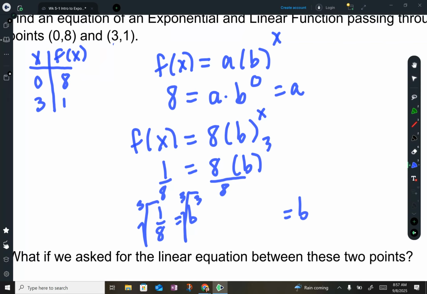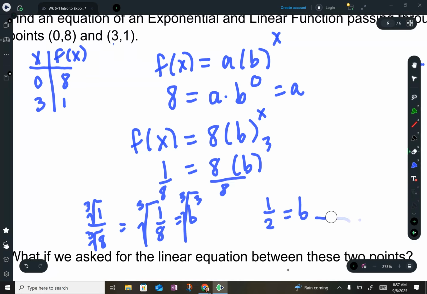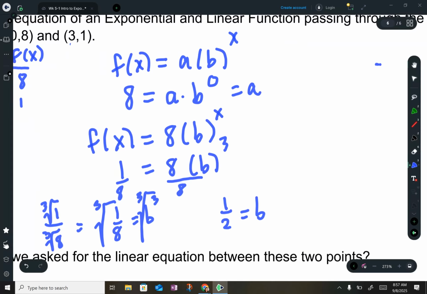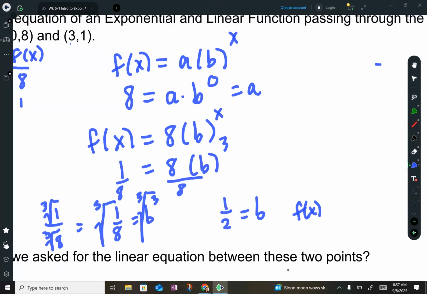Well, what times itself 3 times is 1/8? That's going to be 1/2. We can also think about this. Remember, with cube roots you can do the numerators and denominators separately. So the cube root of 1 over the cube root of 8 is 1/2. So our function is going to be f of x equals 8 times 1/2 to the x. So that's our exponential function that goes through those 2 points.